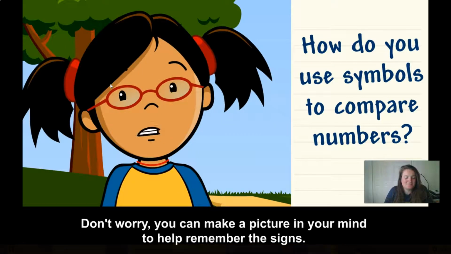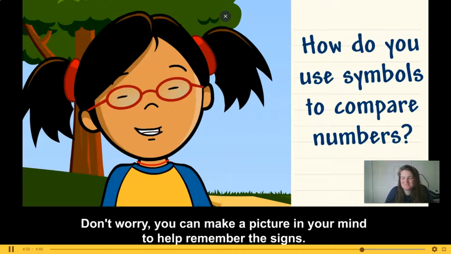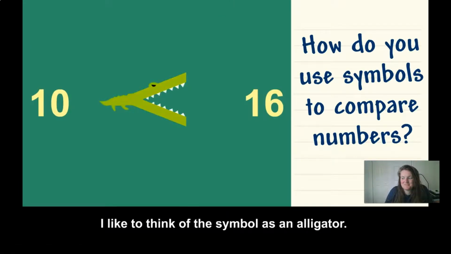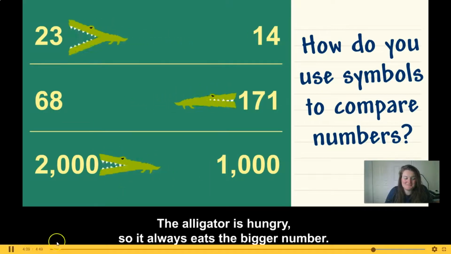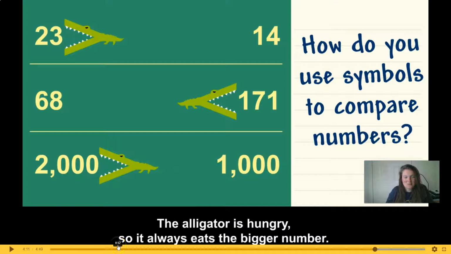Don't worry, you can make a picture in your mind to help remember the signs. I like to think of the symbol as an alligator. The alligator is hungry, so it always eats the bigger number. This is how we've been practicing, that the mouth is eating the bigger number. So for the first one, this alligator is eating the 23, the bigger number. In the next one, we have 68 and 177. The alligator is eating 177 because it's greater. And here we have 2,000 versus 1,000. The alligator is eating the 2,000 because it's bigger.